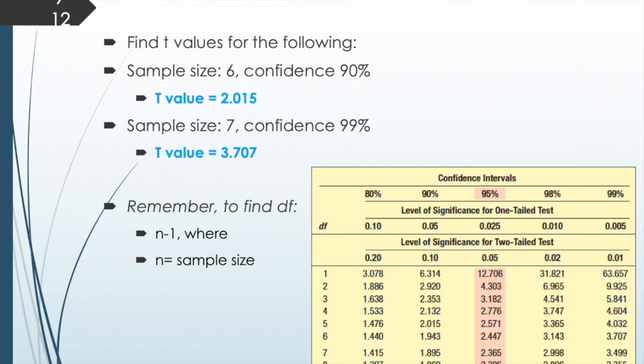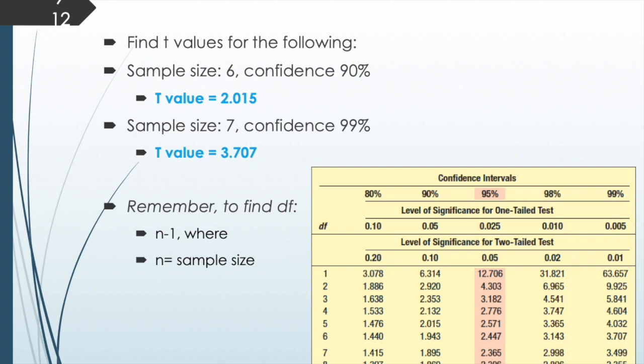So let's try finding a couple more of these T values. Suppose we have a sample size of 6 and a confidence interval of 90. Well, here's my column for a confidence interval of 90. If my sample size is 6, then my degrees of freedom are 5. And so I would find 2.015 would be my T value.